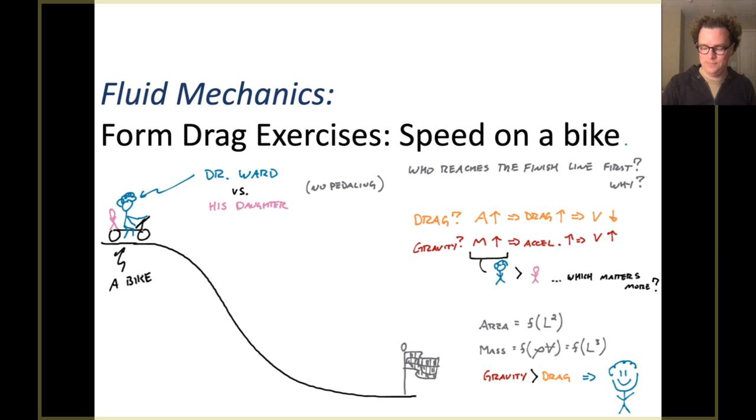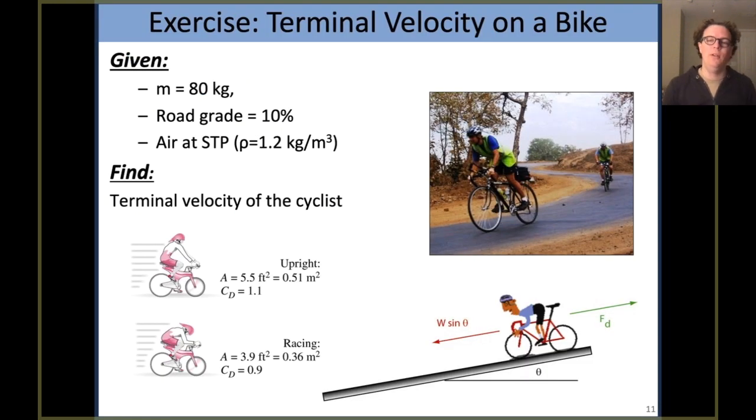All right, so we looked at a force balance in the previous lecture video for a grain settling. I'd like to do the same thing, but take a look at terminal velocity on a bicycle. Right, so let's assume a rider of 80 kilograms, a 10% grade on the road, and air at standard temperature and pressure. And so the question for you here is, what is going to be the terminal velocity of that cyclist? And in order to assess this, we need to do a force balance on that rider.